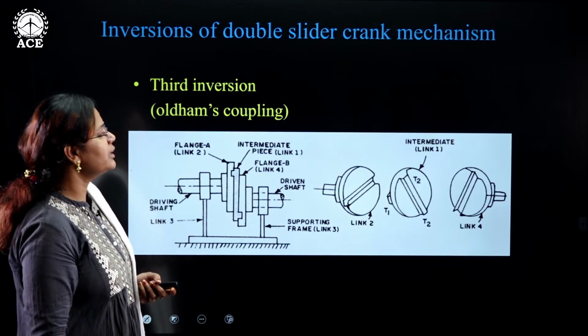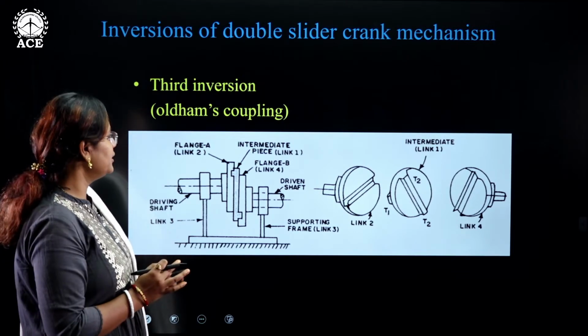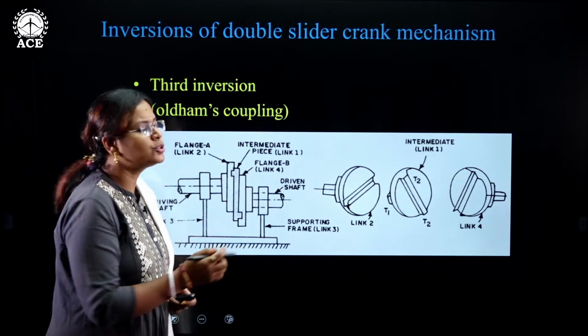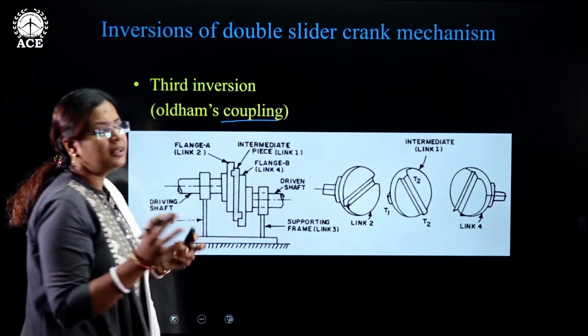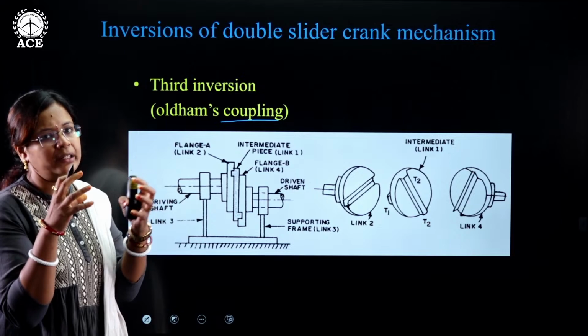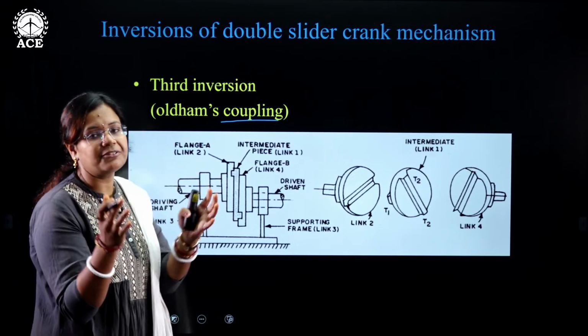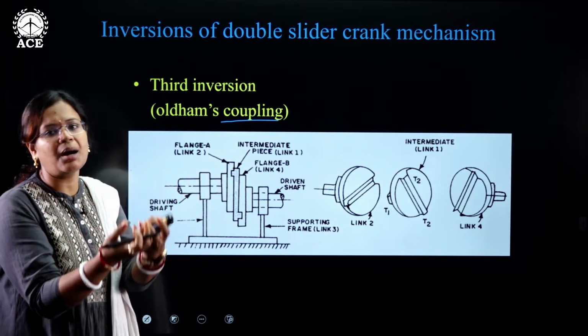The third inversion is a very good example. Here I have taken Oldham's coupling. What is the basic use of a coupling? It is nothing but joining or uniting two parts. If you have to join them together, you have to use a coupler.